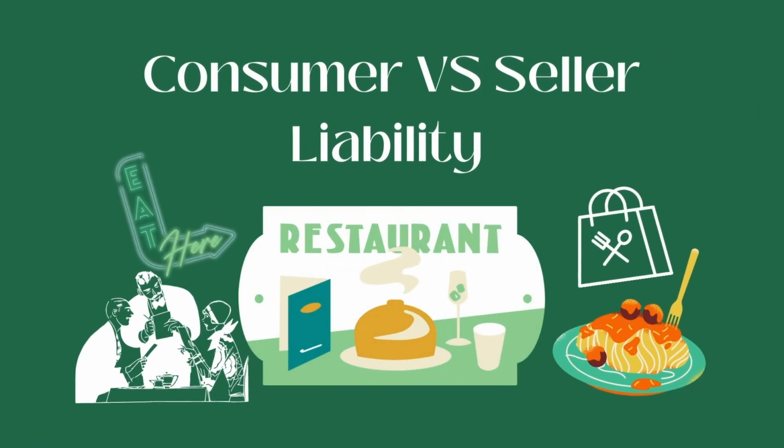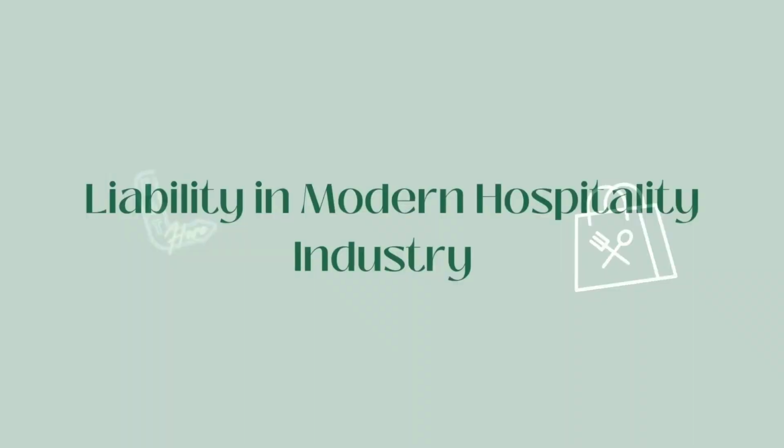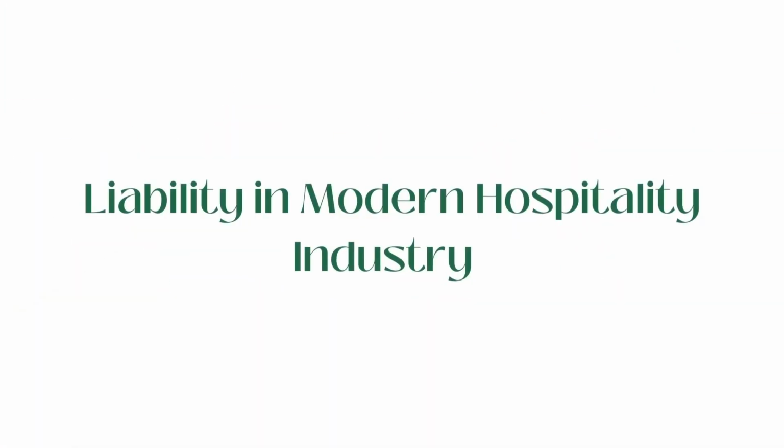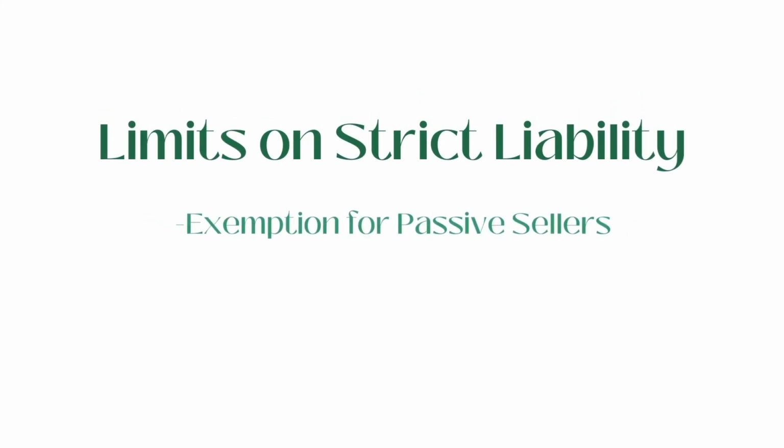Throughout the development of food safety laws, there were also procedures set in place to determine liability on foodborne illnesses. In today's industry, there are limits placed on strict liability for foodborne illnesses. An exemption is placed on passive sellers who practice all possible care in producing a food item as well as not contributing to the cause of illness or injury.